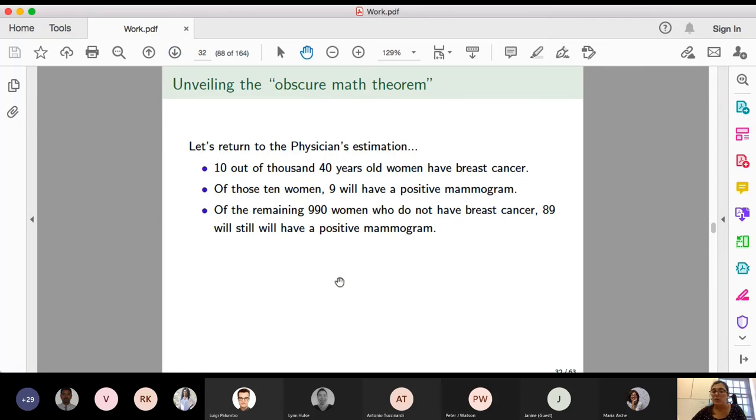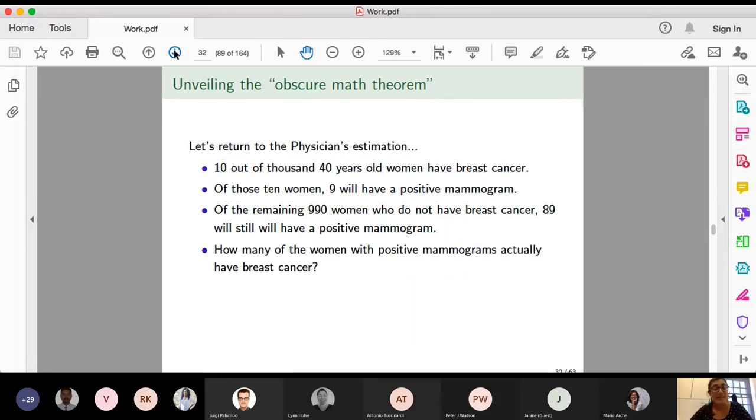So remember, we have 1,000 women, and of these 1,000 women, 10 have breast cancer, so 990 are healthy. They do not have breast cancer. But if they do a mammogram, 89 of them will have a positive mammogram, because there is a false positive rate. Sometimes it will come up positive and you don't have cancer. The false positive rate is small, it is 9%. And that means that of the 990 women that do not have cancer, 89 will still test positive.